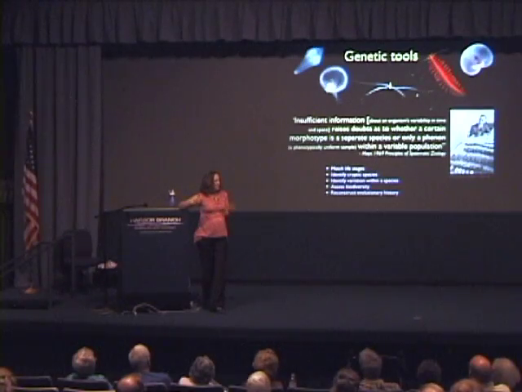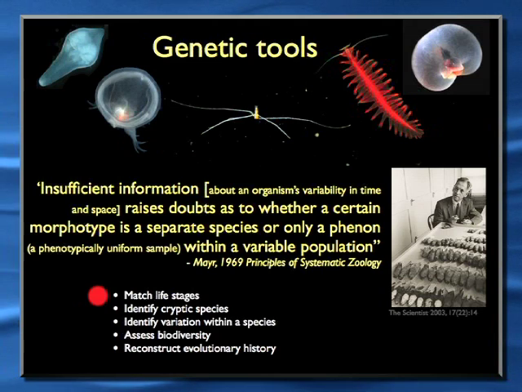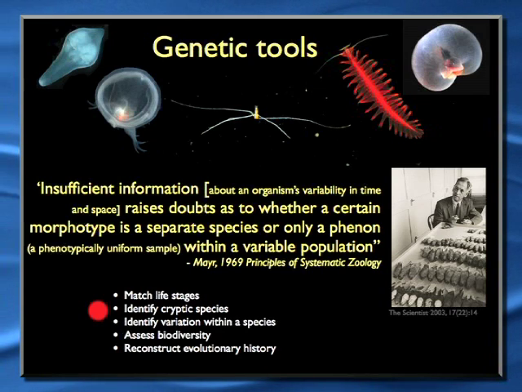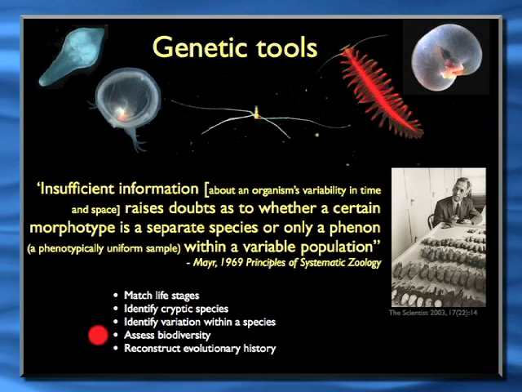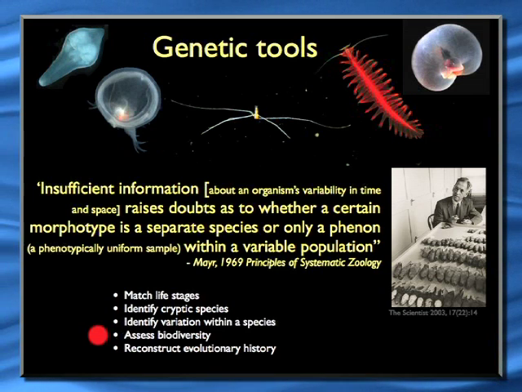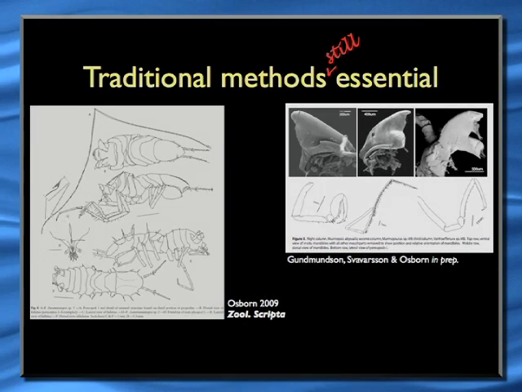With genetics, we can actually match those guys up. Are they the same thing? So we can match up life stages. We can identify cryptic species where the morphology hasn't changed, but the species have diverged in different locations. We can look at variation within a single species, not having to have a million specimens of something, just the couple specimens that we can get. And so now we can really start to get an idea of how much biodiversity is out there, what are we missing with genetic tools. So it makes it really, really important.